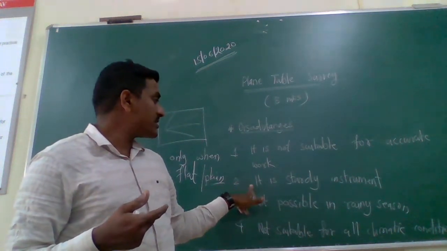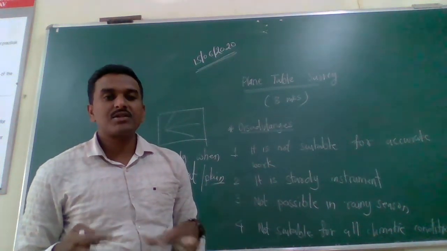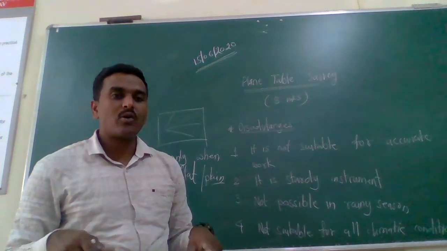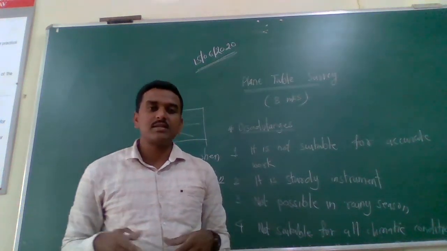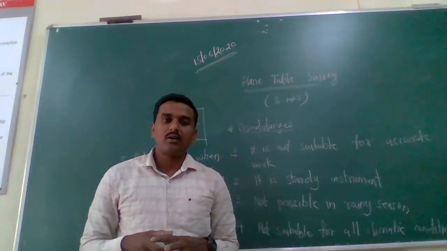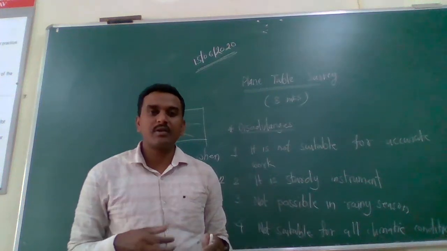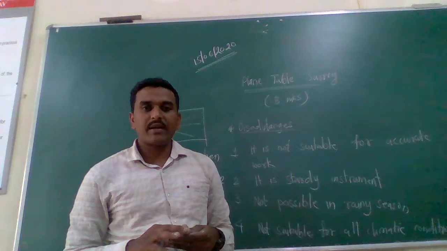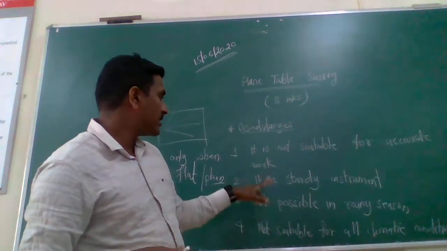The second disadvantage is it is a sturdy instrument. Plane table survey is sturdy because there is a heavy weight of the plane table, then tripod, then plane table, and the box which contains a number of accessories. So you might face problems to travel or to bring that sturdy instrument with you to the site. So we need a separate vehicle or van for carrying that sturdy instrument.